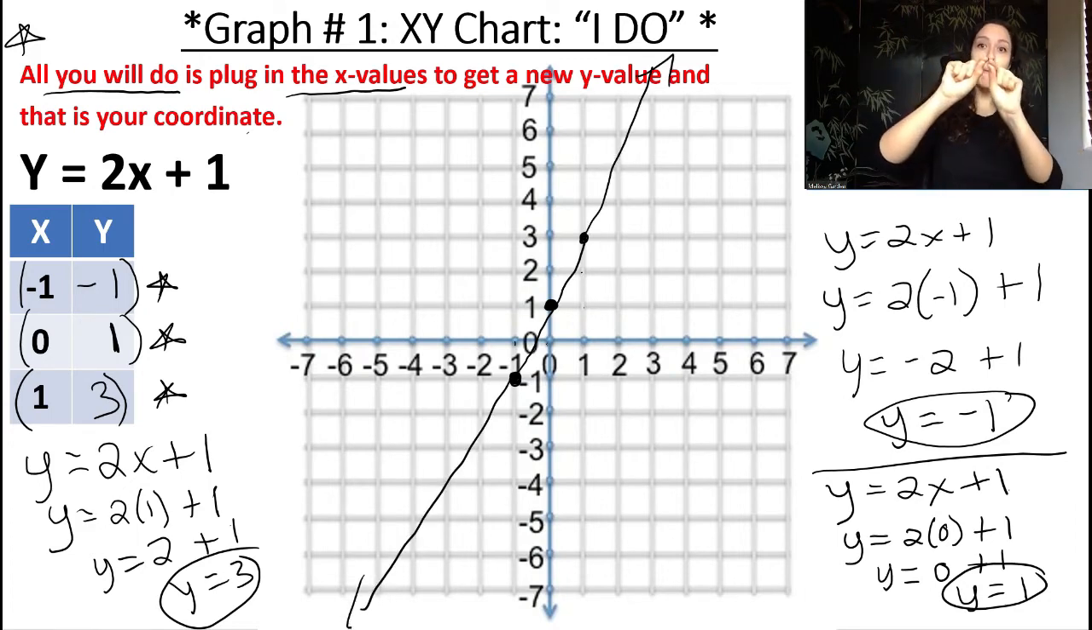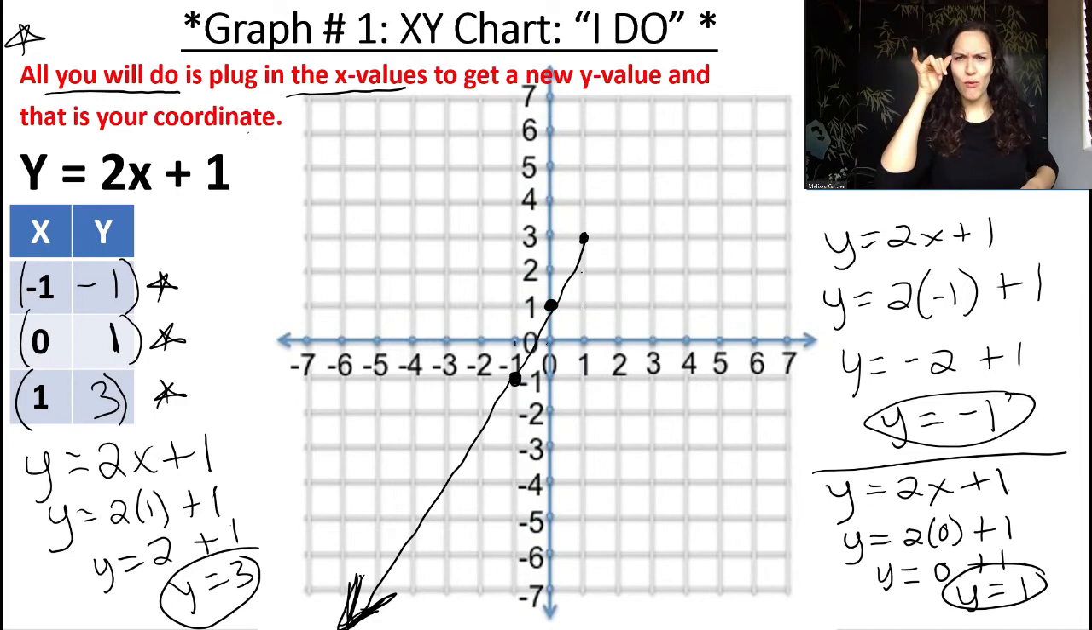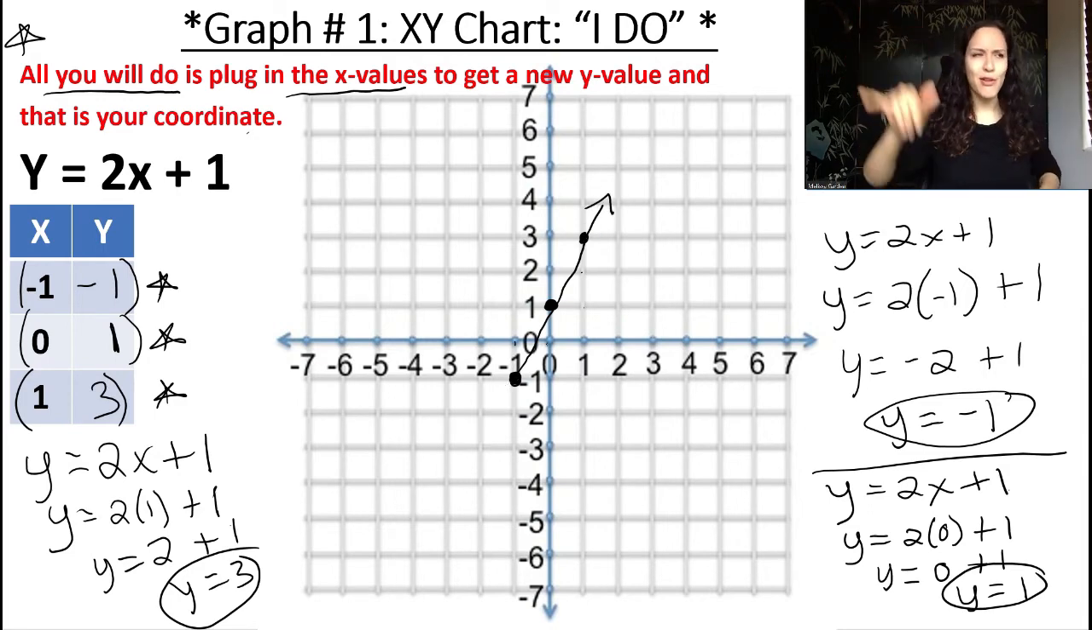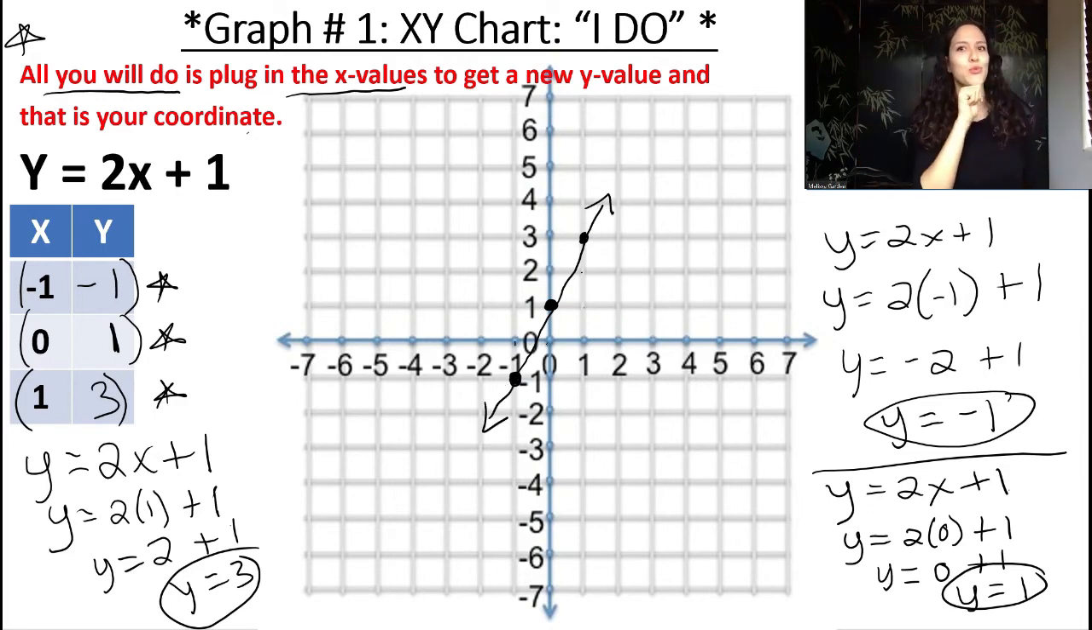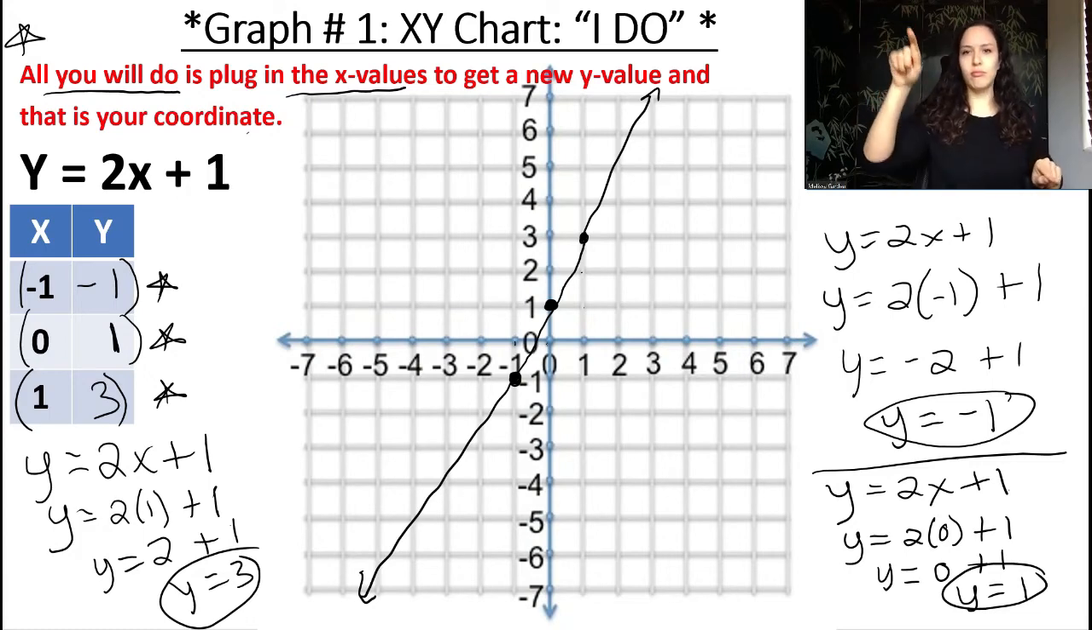Okay, and that's pretty good. Make sure it goes to the edges of the graph with arrows, because a line goes on forever. It never stops. Lines go on forever. So don't draw something like this, where you go like that and then stop. Don't do that. It has to go all the way to the edges of the graph to imply that it goes on forever. All right, next slide.